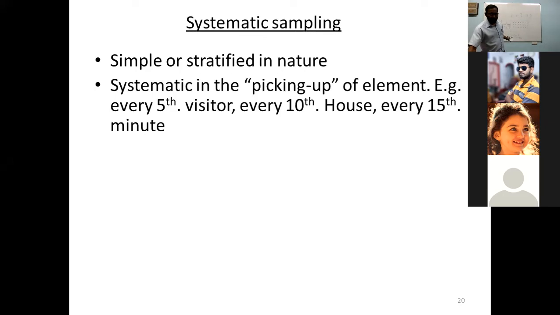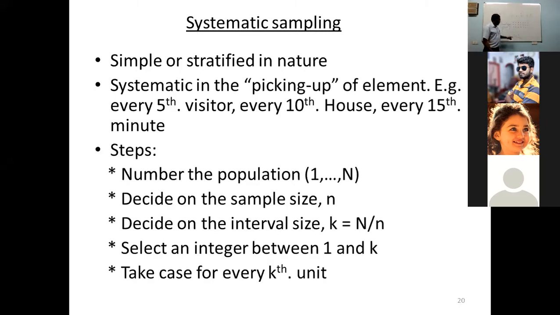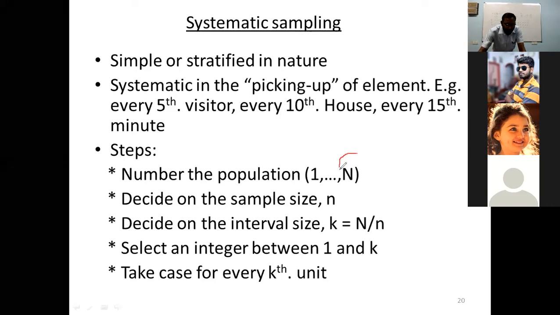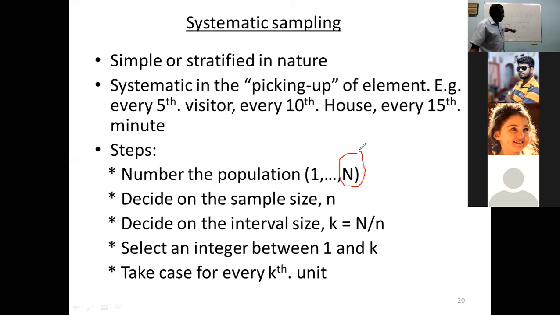Now, few steps. So this 40,000 plants, you can number 1, 2, 3, 4, 5, and so on. What is the total number of plants? 40,000. So this capital N in our example is 40,000. 1 to 40,000. Is it clear? What is this small n in our example? 200, sir. 200. So the ratio between this capital N and small n decides the interval.